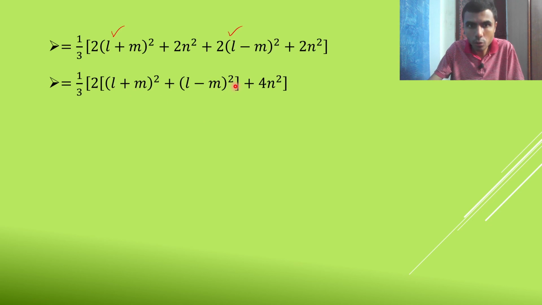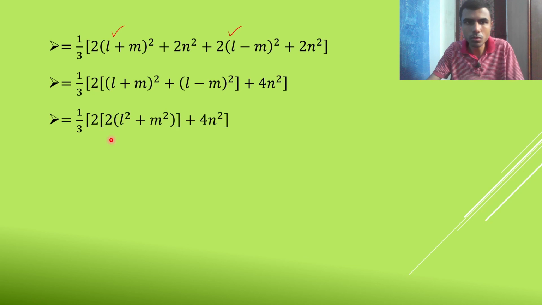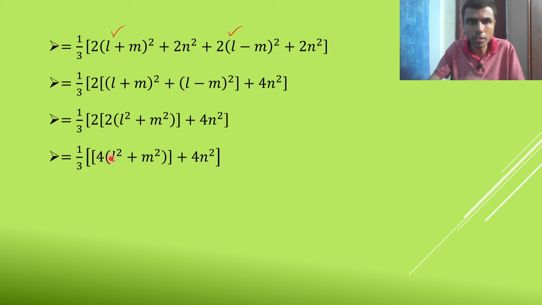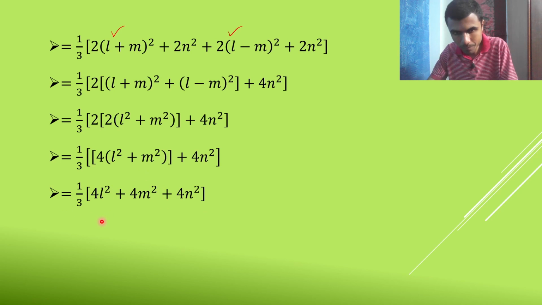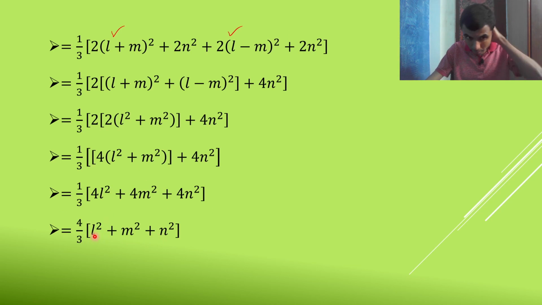So here I'm going to get 2 into L square plus m square. 2 is already outside, so 2 into 2 is 4. So 4 into L square plus m square. Multiply 4 into L square, 4 into m square. So 4L square plus 4m square plus 4n square. Take 4 common. 4 by 3 into L square plus m square plus n square. 1 by 3 was there since the beginning. Now I told you in the beginning, L square plus m square plus n square is 1.